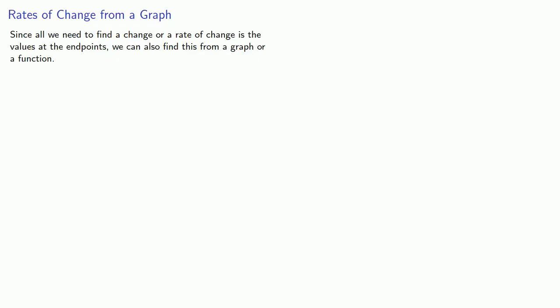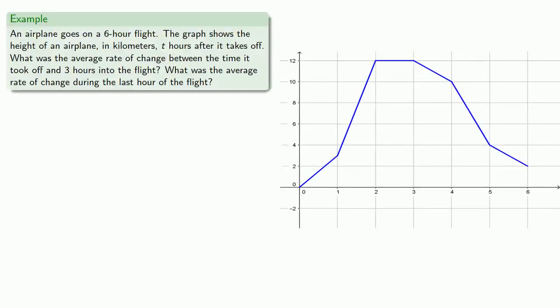Now, since all we need to find the change or a rate of change is the values of the endpoints, we can also find this from a graph or a function. So, for example, suppose an airline goes on a 6-hour flight. The graph shows the height of the airplane in kilometers, t hours after it takes off. And let's find the average rate of change between the time it takes off and 3 hours into the flight, and the average rate of change during the last hour of the flight.